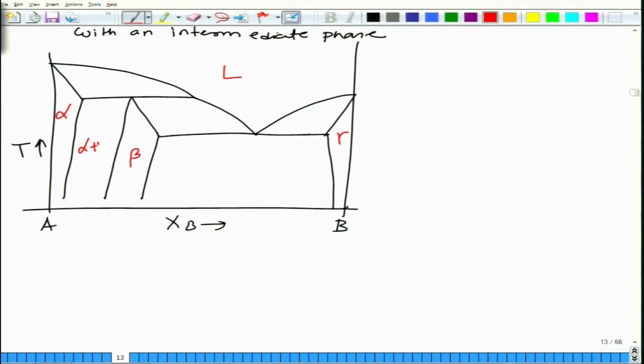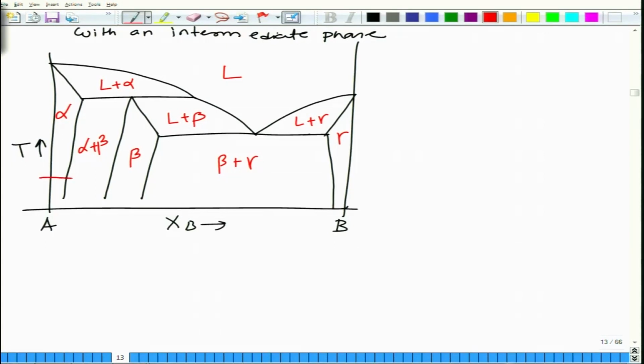So, this is alpha plus beta, this is liquid plus alpha, this is liquid plus beta, this is liquid plus gamma, then you have beta plus gamma. So, you have this intermediate phase beta, which is not exactly a line compound, but its compositional range is fairly narrow. So, this is an intermediate phase, and this is a fairly complex phase diagram.